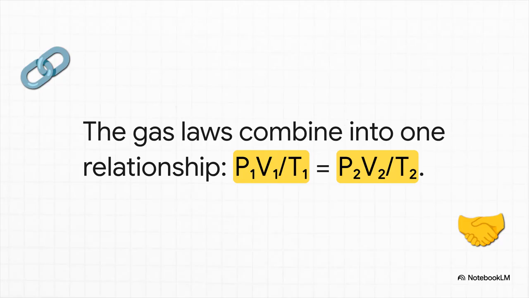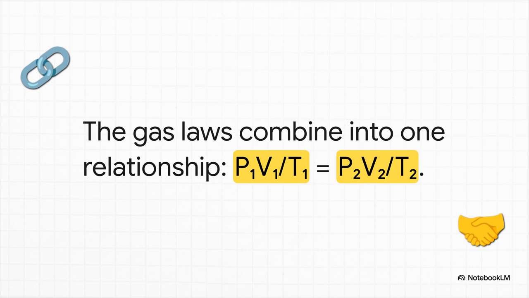So first, when you stick those laws together, you get what we call the combined gas law. And this thing is like a crystal ball for gases, seriously. It means that if you know the starting conditions of a gas, its pressure, volume, and temperature, you can predict exactly what's going to happen to the other variables if you decide to change just one of them.